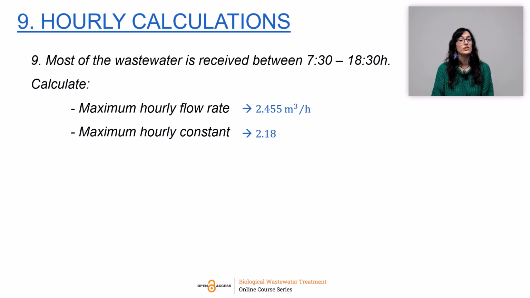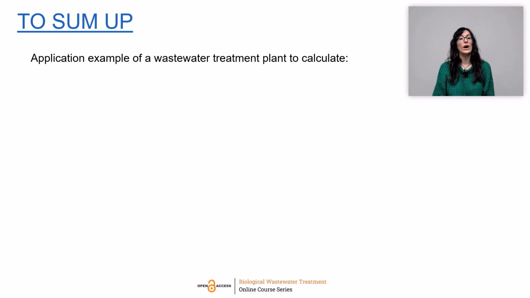So to answer this question, we have calculated the maximum hourly flow rate by considering the time window in which the wastewater is received. And we have calculated the maximum hourly constant by dividing the maximum flow rate over the average flow rate. So at this point, we have completed all the questions of this exercise. We have considered, for this case, a specific wastewater treatment plant, and we have answered different questions related to all the aspects that we have seen in this chapter on wastewater characteristics.